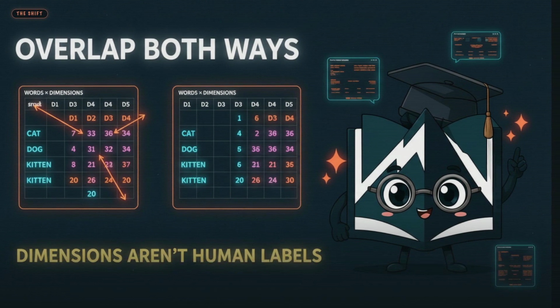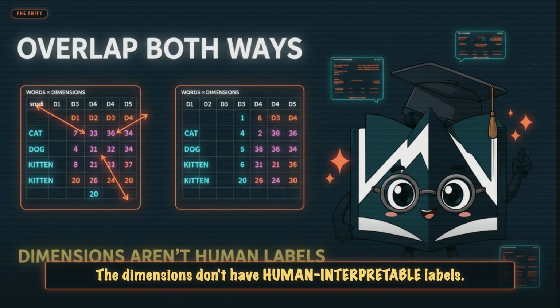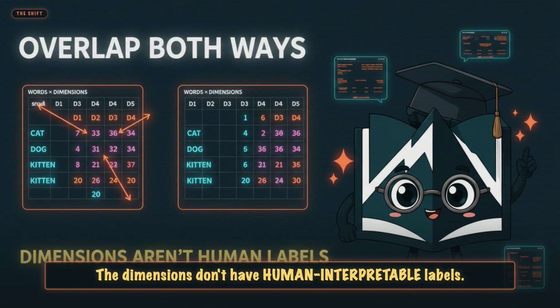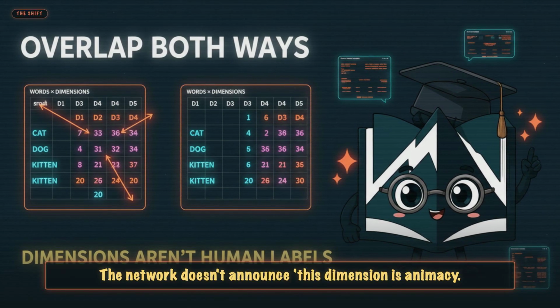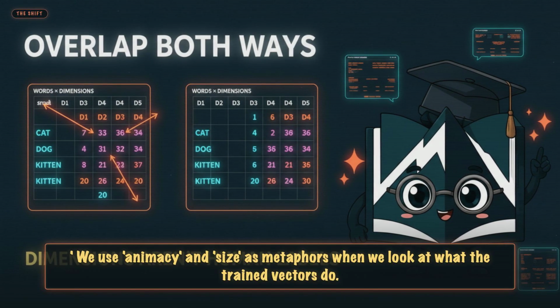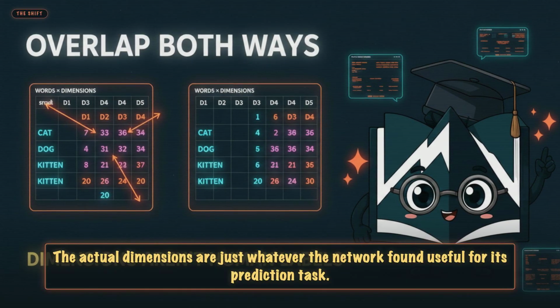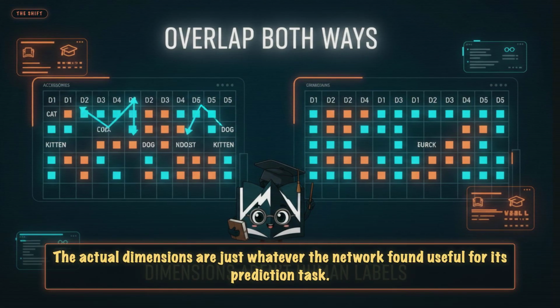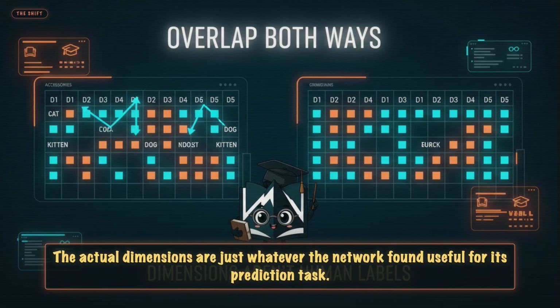Important caveat. The dimensions don't have human-interpretable labels. The network doesn't announce, "in this dimension is animacy." We use animacy and size as metaphors when we look at what the trained vectors do. The actual dimensions are just whatever the network found useful for its prediction task.